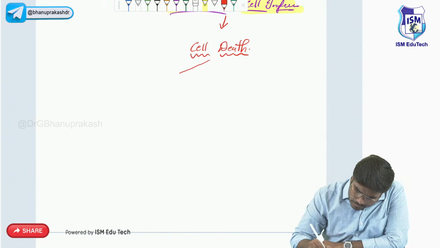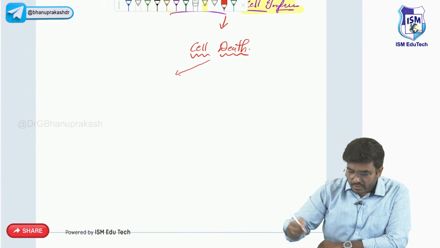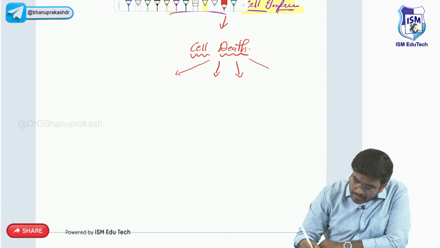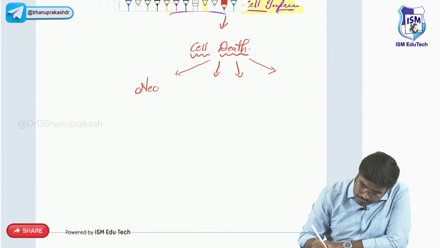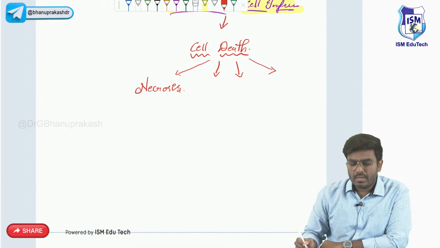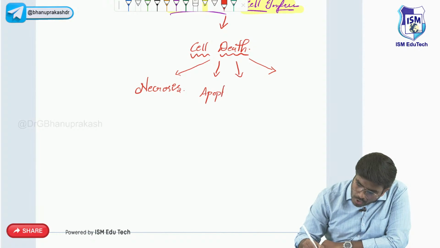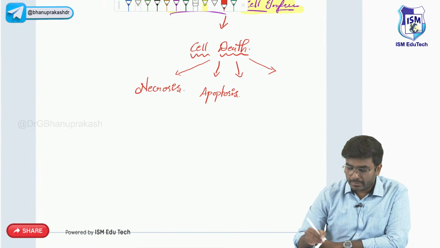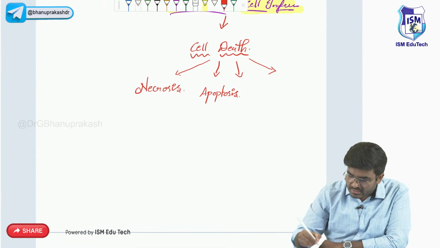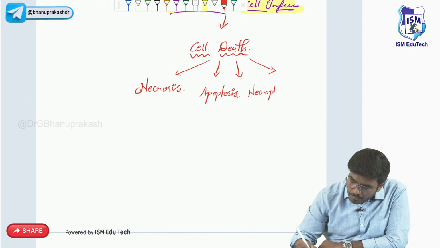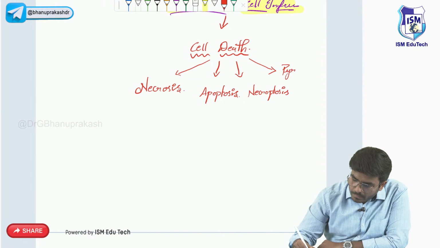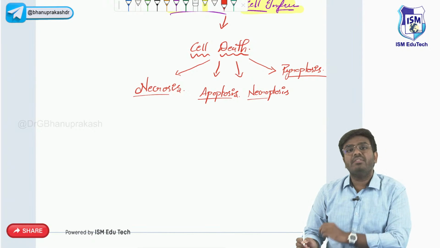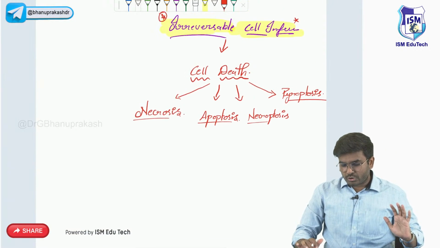Now see, based on the different cell types, cell death will also be different. Just try to understand it. Now, cell death will happen in different ways. Now, what are the different types of cell death? Necrosis, and second type of cell death is apoptosis, and third type is a combination of necrosis and apoptosis, that is called necroptosis, and last one is pyroptosis. So these are the 4 different types of cell death which I want you to know. There are even other types, but at least you should know these.